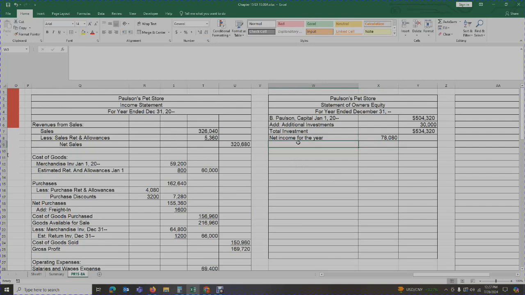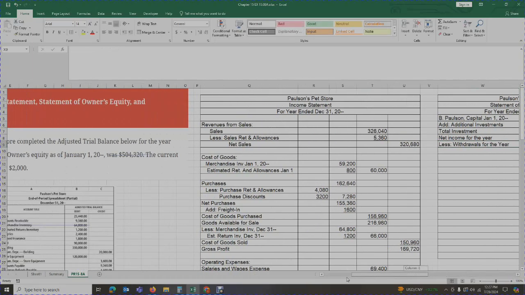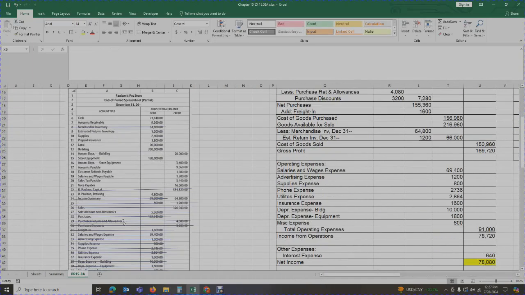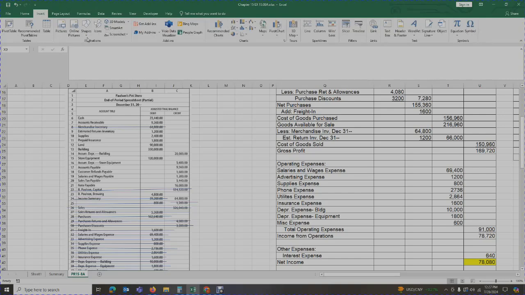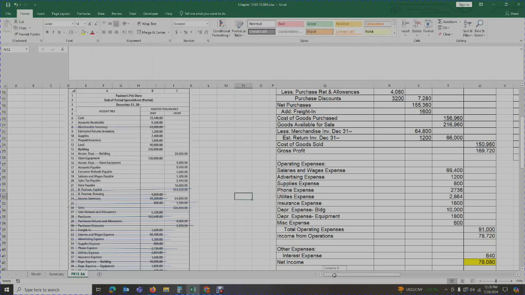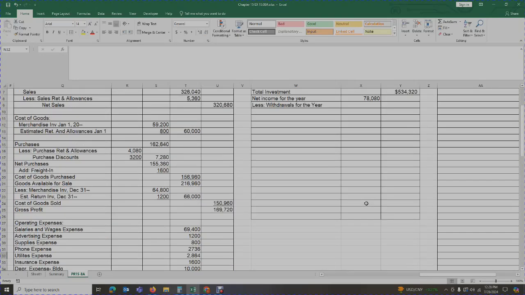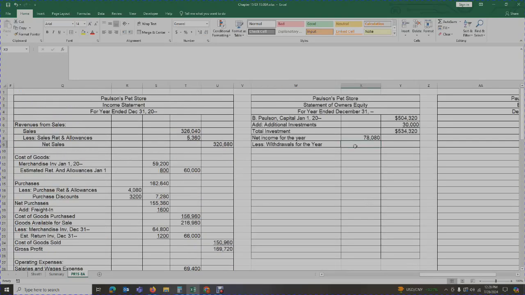Now that we brought on the income, we have to figure out, did the owner of the business make any personal withdrawals? Let's look at our spreadsheet. Right below our capital, we have our drawing account. And yes, the business owner did make some personal withdrawals here of $4,800. So we're going to deduct those withdrawals of $4,800.